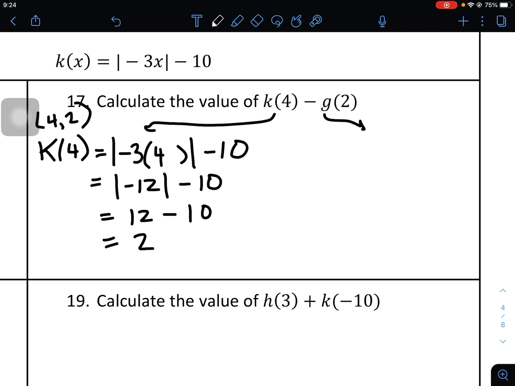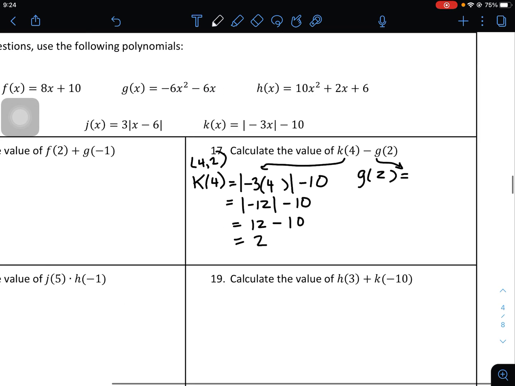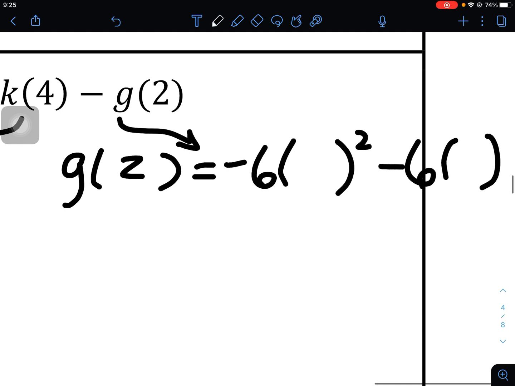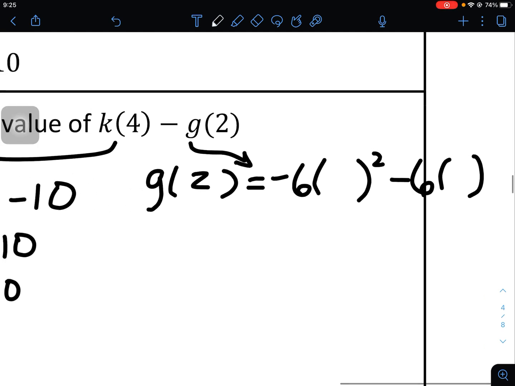Now, g of 2. We're going to do very similarly, but it's just a different function. Where is g? It's this one: -6x squared minus 6x. Notice every time I needed an x, I put parentheses and I substitute in that value.